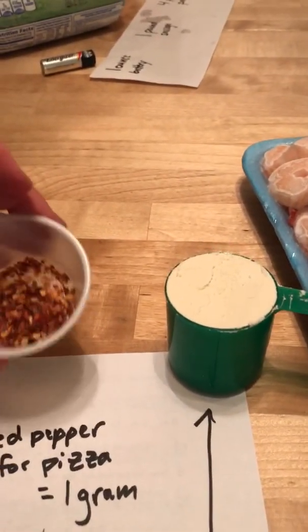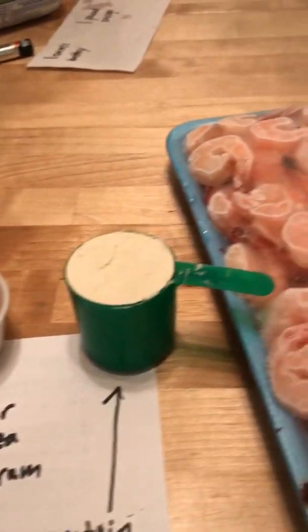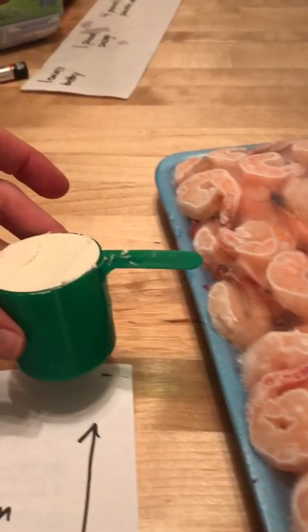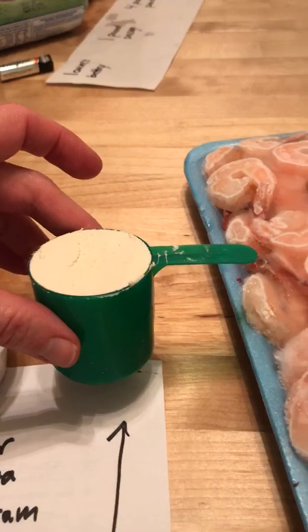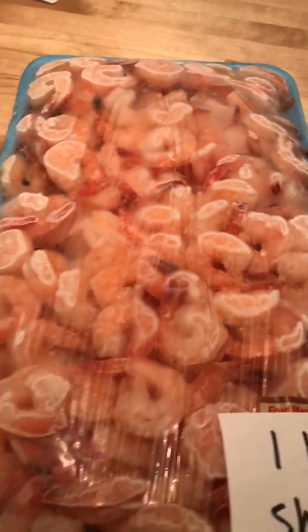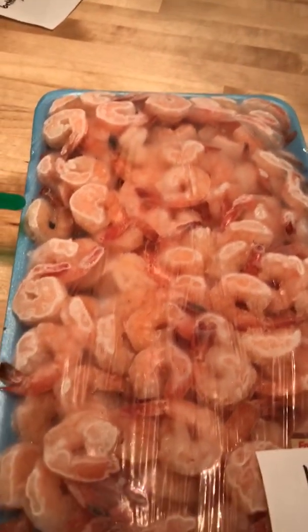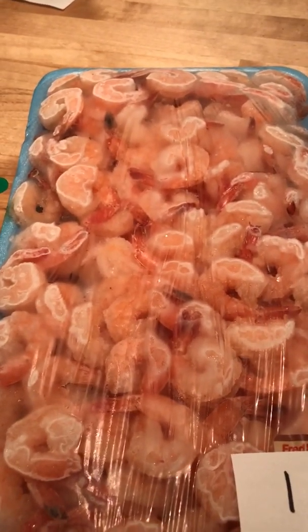1 gram is about the amount of red pepper that you would put on a pizza. Here's 30 grams of protein powder that I might put into a shake. And then here is 1 kilogram of shrimp. So that's a fair amount. That would feed a lot of people.